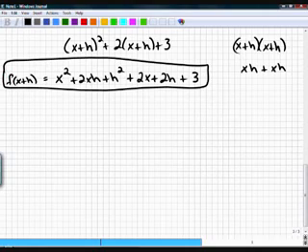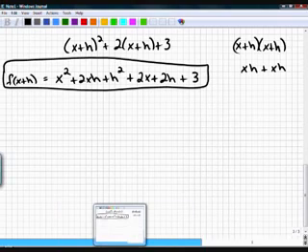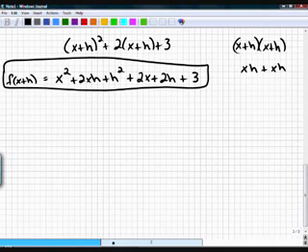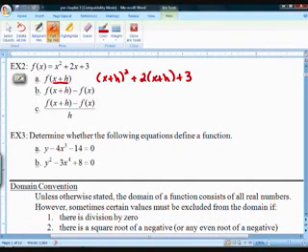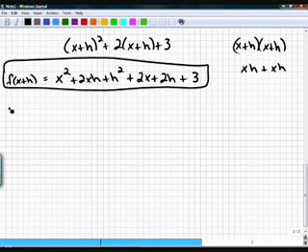But here's the thing. The next problem is really the reason I foiled that out. The next problem says find f of x plus h minus f of x. Here's where people get lost. Now, I've yet to figure out why. We're looking for f of x plus h minus f of x.